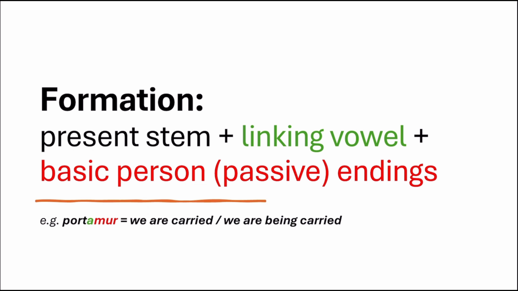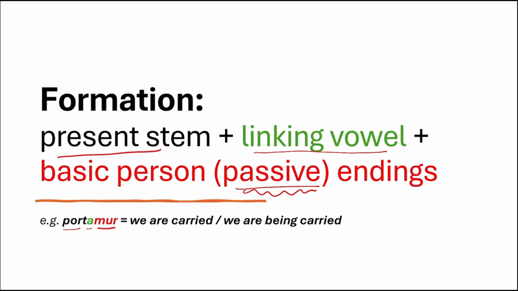You form this in Latin using your present stem, your linking vowel that you had in the present active indicative, and your basic person passive endings. If you need a reminder of your passive endings, then click on the link that is coming up now. So an example of this would be portamur. So port, your present stem, a is your linking vowel, and mur is your basic person ending for we, first person plural. So we are carried or we are being carried.